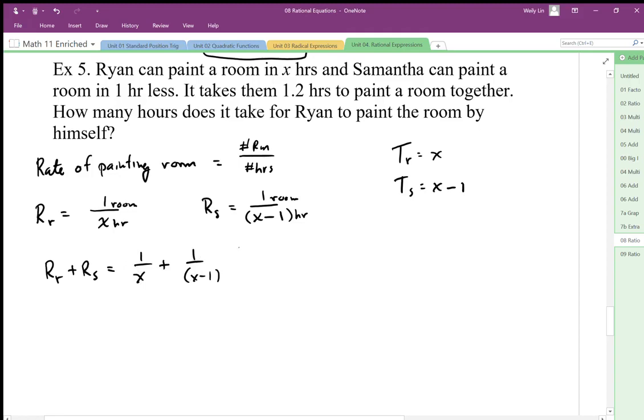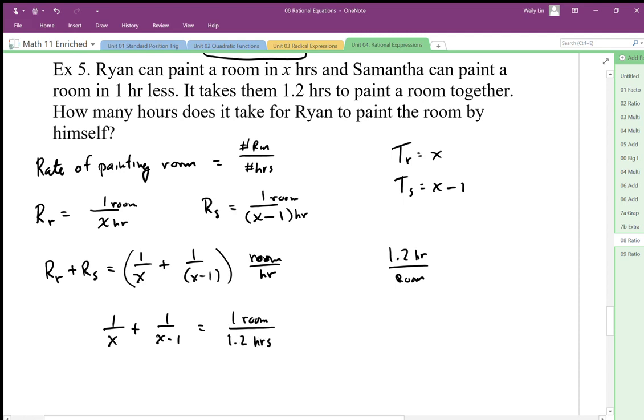Now, we have to remember that this is rooms per hour, but the information we have is hours per room. They can paint 1 room in 1.2 hours. So my rate is rooms per hour, and the information we've been given is 1.2 hours per room. How do I make these equivalent? I can just flip this one over. So I'm going to have 1 over x plus 1 over x minus 1 equal to 1 room in 1.2 hours. It's really important to keep track of the units and the rates, because these rates are just the inverse of each other, the upside down rates, so we can just flip them.